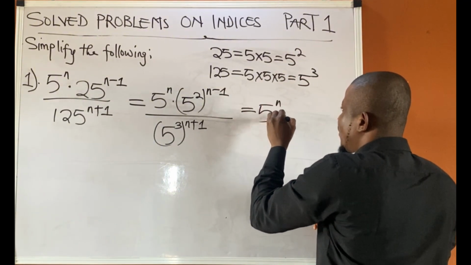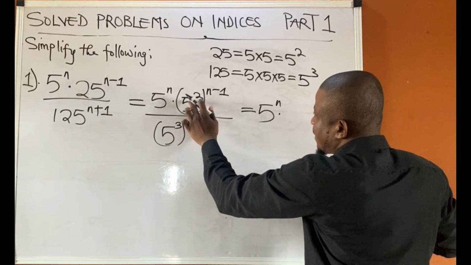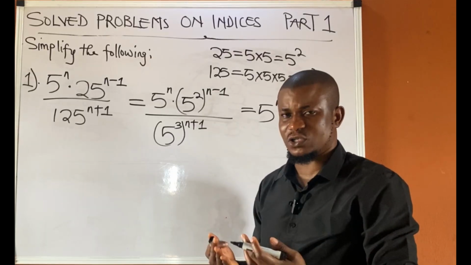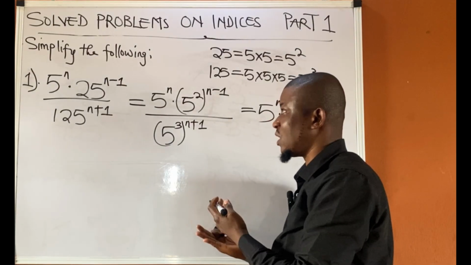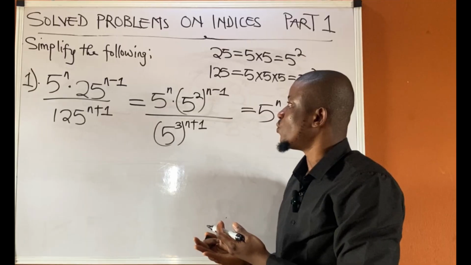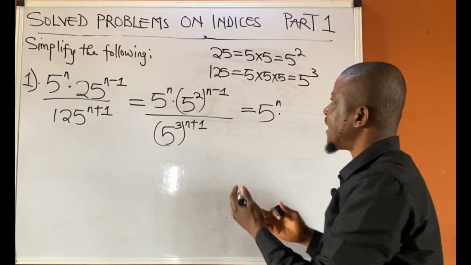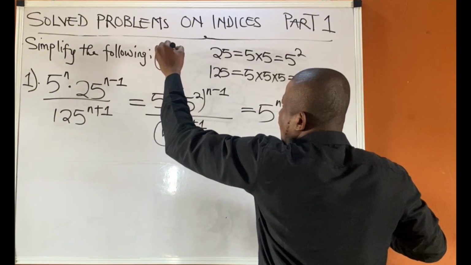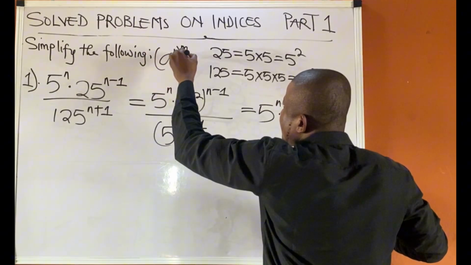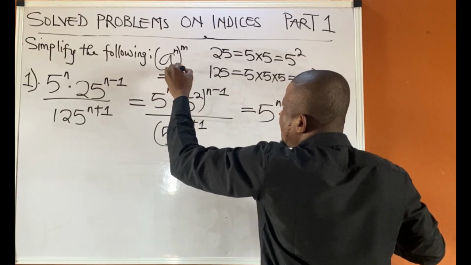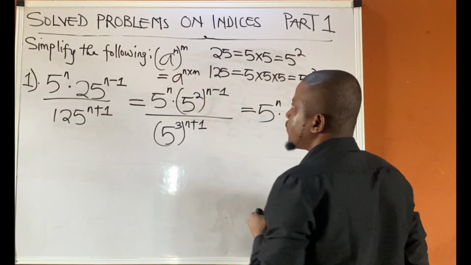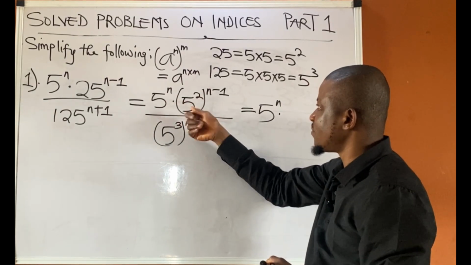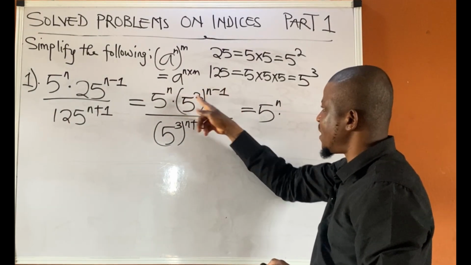This is 5 to power n. Now we need to open up this. We know the power law of indices, and that was why I said you need to know the laws of indices so that you can follow through as you solve this problem. The power law says a to power n raised to power m is equal to a to power n times m. So when you have an index number raised to another power, these powers will multiply.